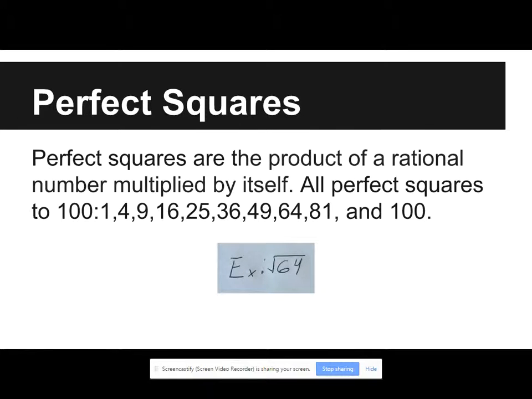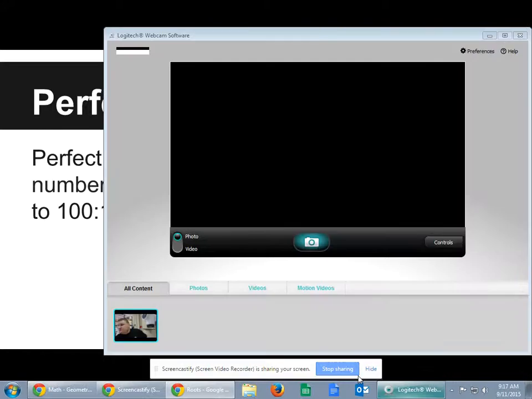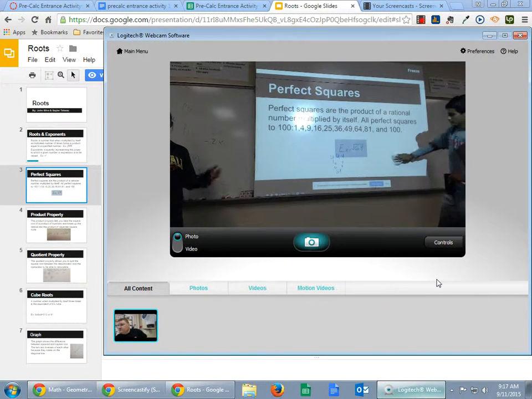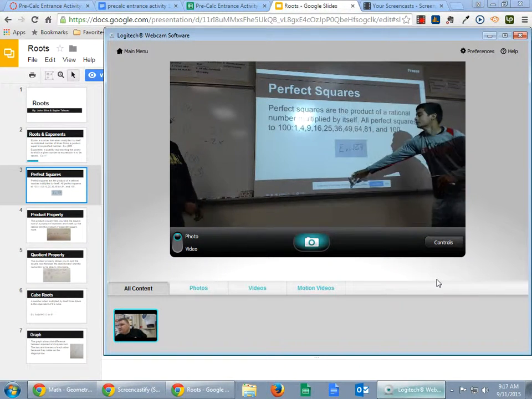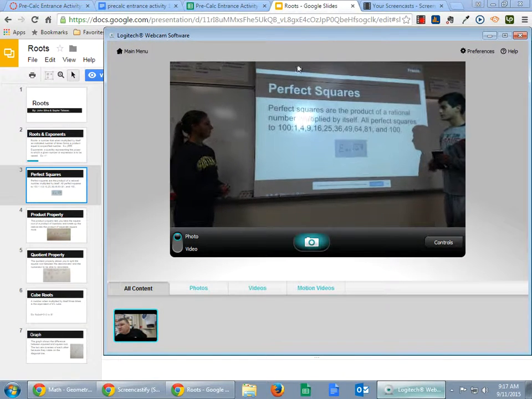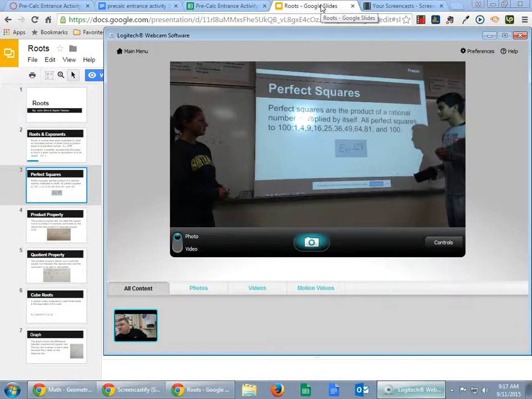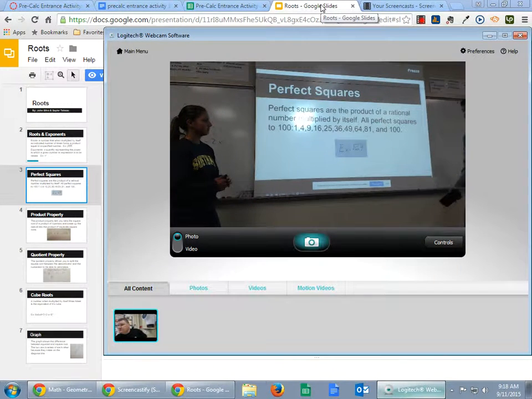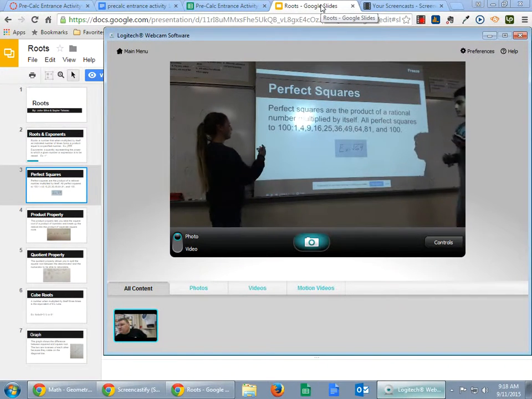Okay. Perfect squares are when you have a number that can be broken down into the same number, so you can just multiply it twice. An example, all of the perfect squares up to 100 are 1, 4, 9, 16, 25, 36, 49, 64, 81, and 100.